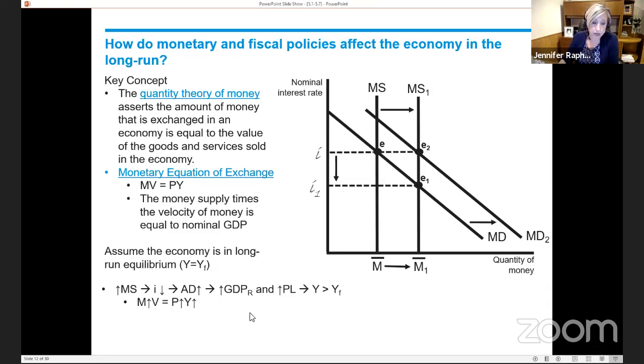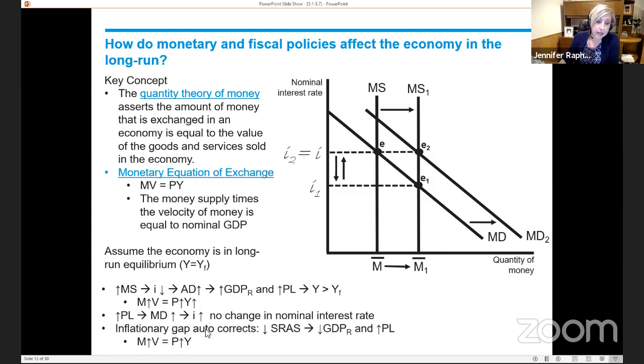So let's see what happens over here. The increase in the price level causes an increase in money demand, which causes an increase in the nominal interest rate. So in the long run, there was no change in the nominal interest rate as a result of the expansionary monetary policy. And because the inflationary gap corrects itself by a decrease in short run aggregate supply, we know we end up back at full employment levels of output, which means there's ultimately no change in Y, and the price level is higher. So all of the increases in the money supply are eventually going to be absorbed as just increases in the price level.